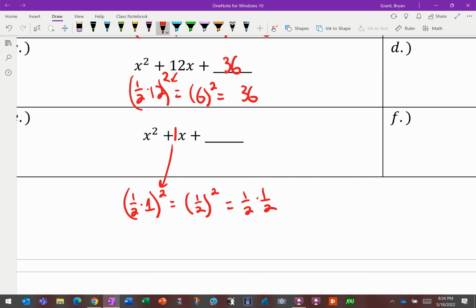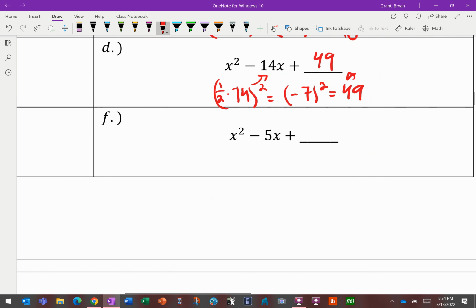Well, half plus a half is a whole, but half of a half, I mean, imagine that you had half of a cake, and then you ate half of the half that was there. How much is left? Well, that is certainly a quarter. You multiply fractions straight across. So x squared plus 1x plus 1/4, or 0.25 if you prefer that decimal.